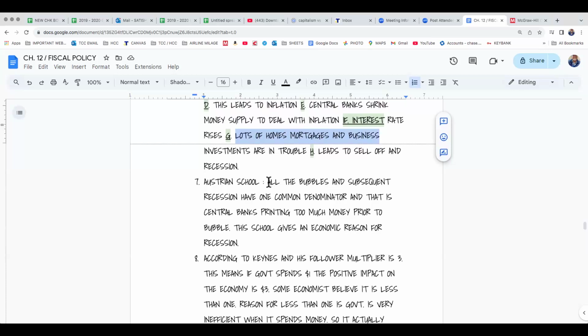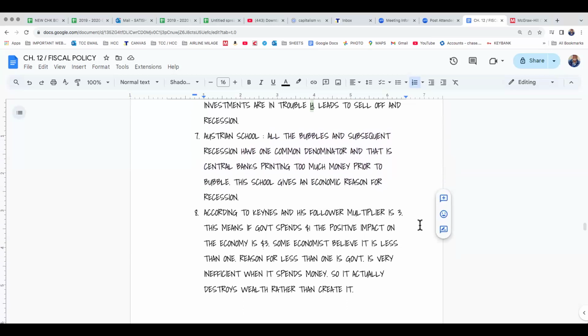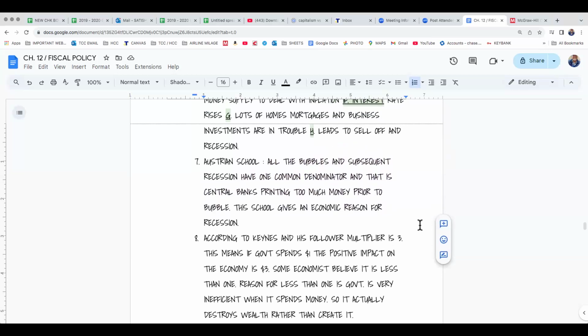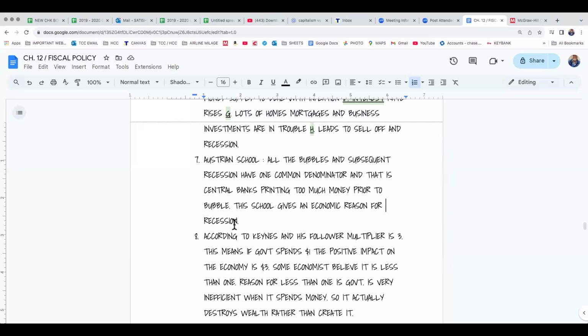So according to the Austrian school, all the bubbles and subsequent recessions have one common denominator, and that is central banks printing too much money prior to the bubble. So this school actually gives us an economic reason for recession. And what is the economic reason? Printing of money and lowering interest rate in the short run, leading to high inflation in the long run, leading to higher interest in the long run, leading to bust of all the mortgages that were based on lower interest rate and all the investment that were based on lower interest rate.